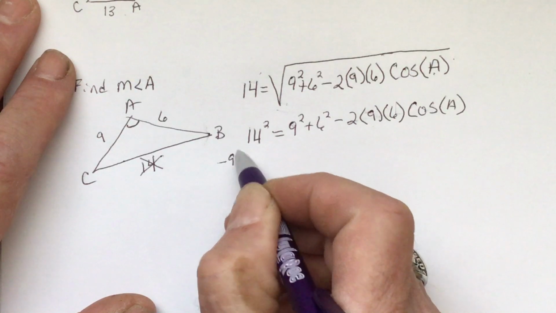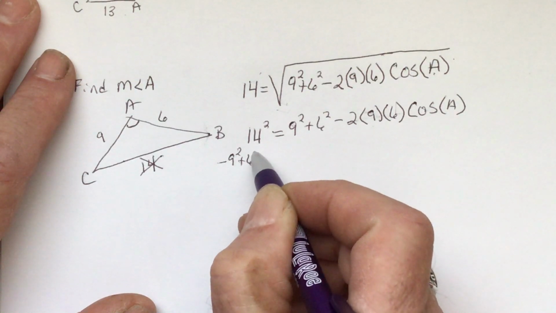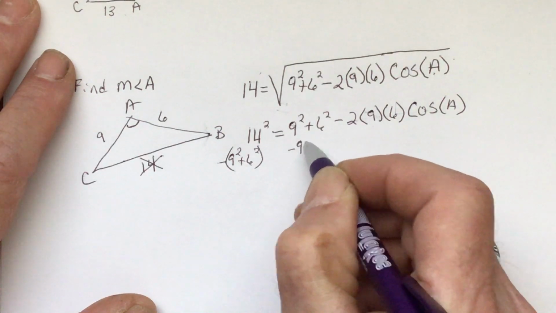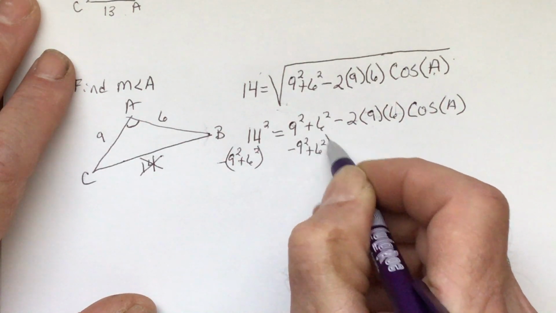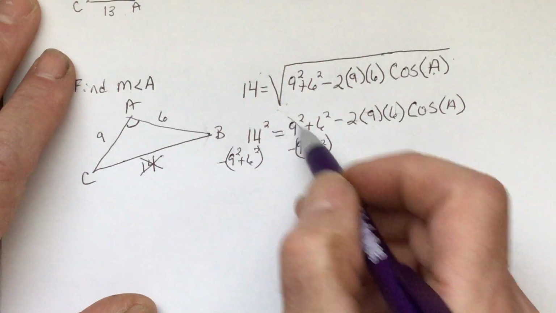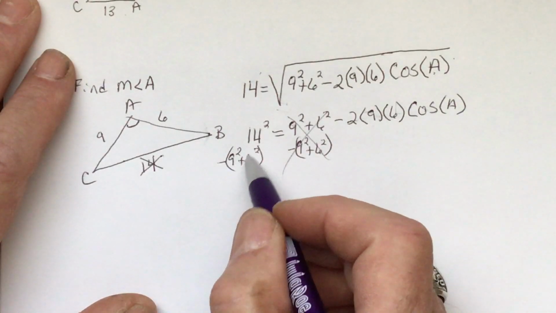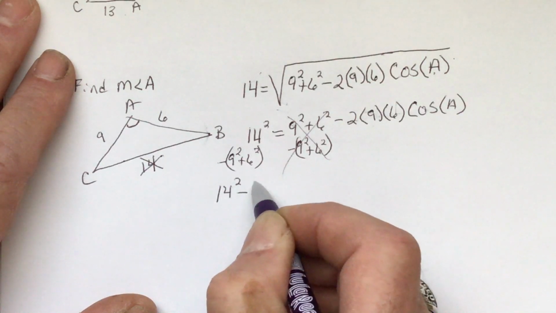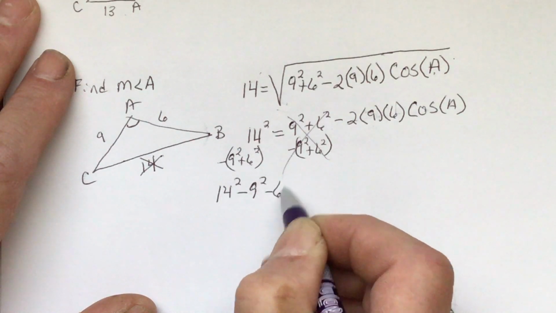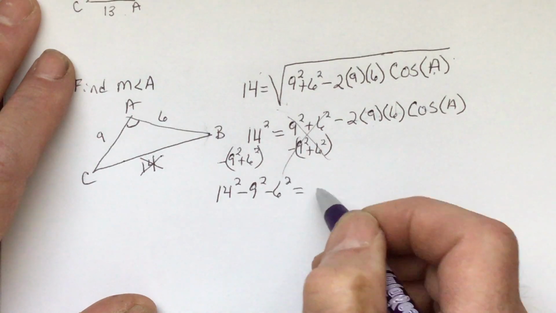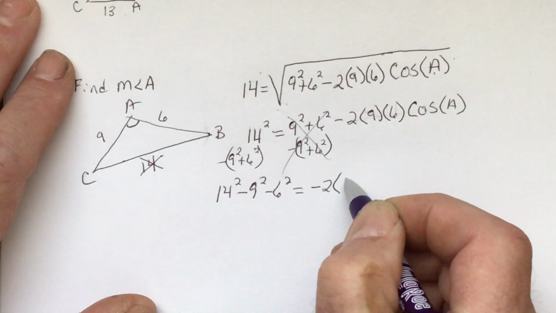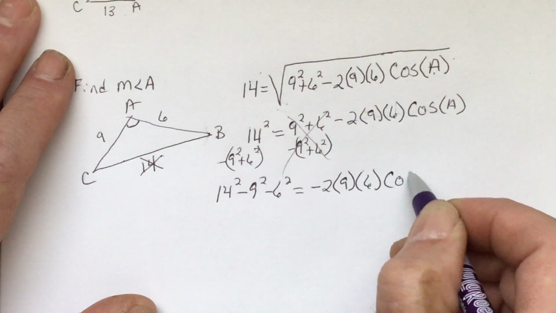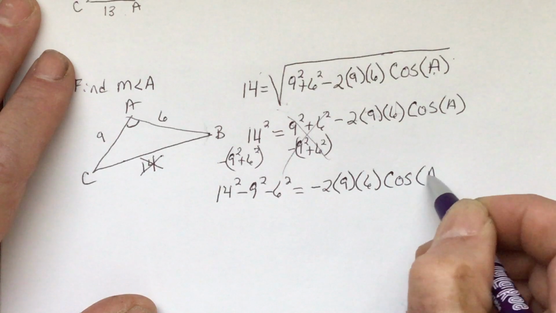So minus 9 squared plus 6 squared. That cancels it out there. And now I have 14 squared minus 9 squared minus 6 squared equals negative 2 times 9 times 6 cosine of A.